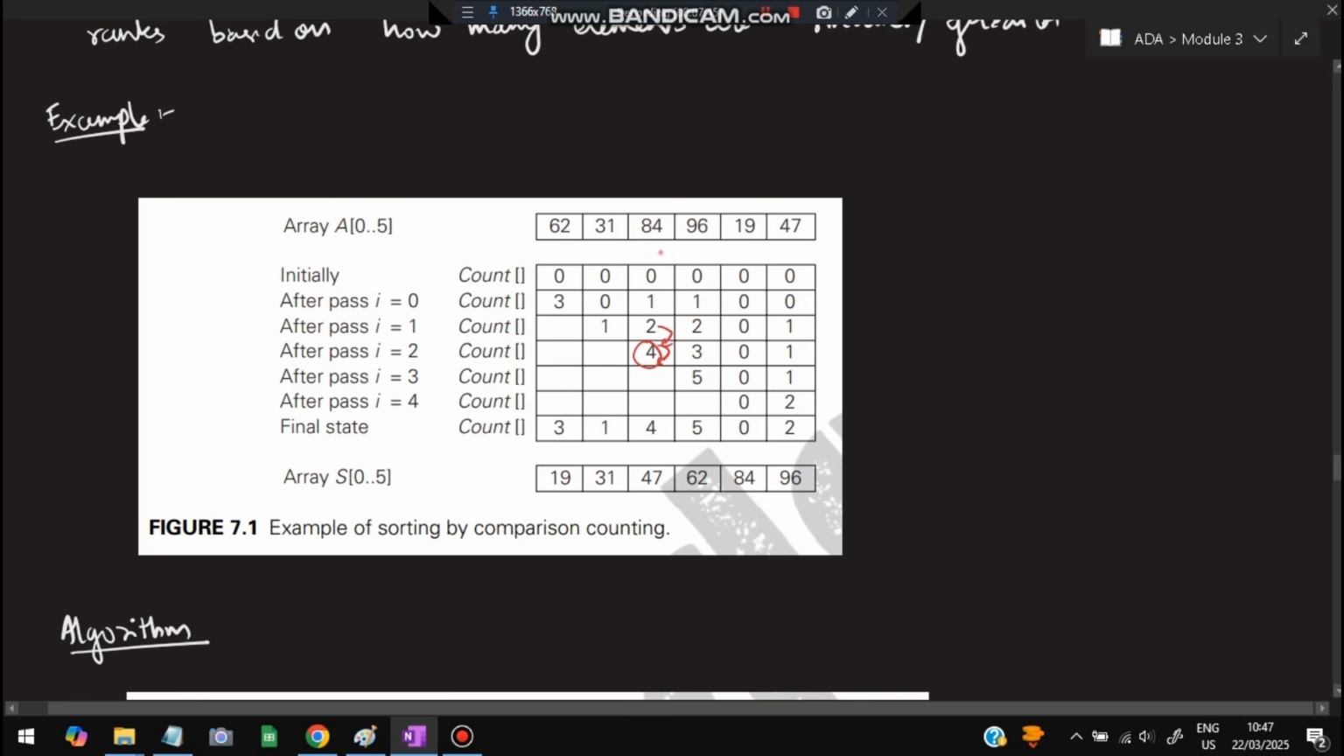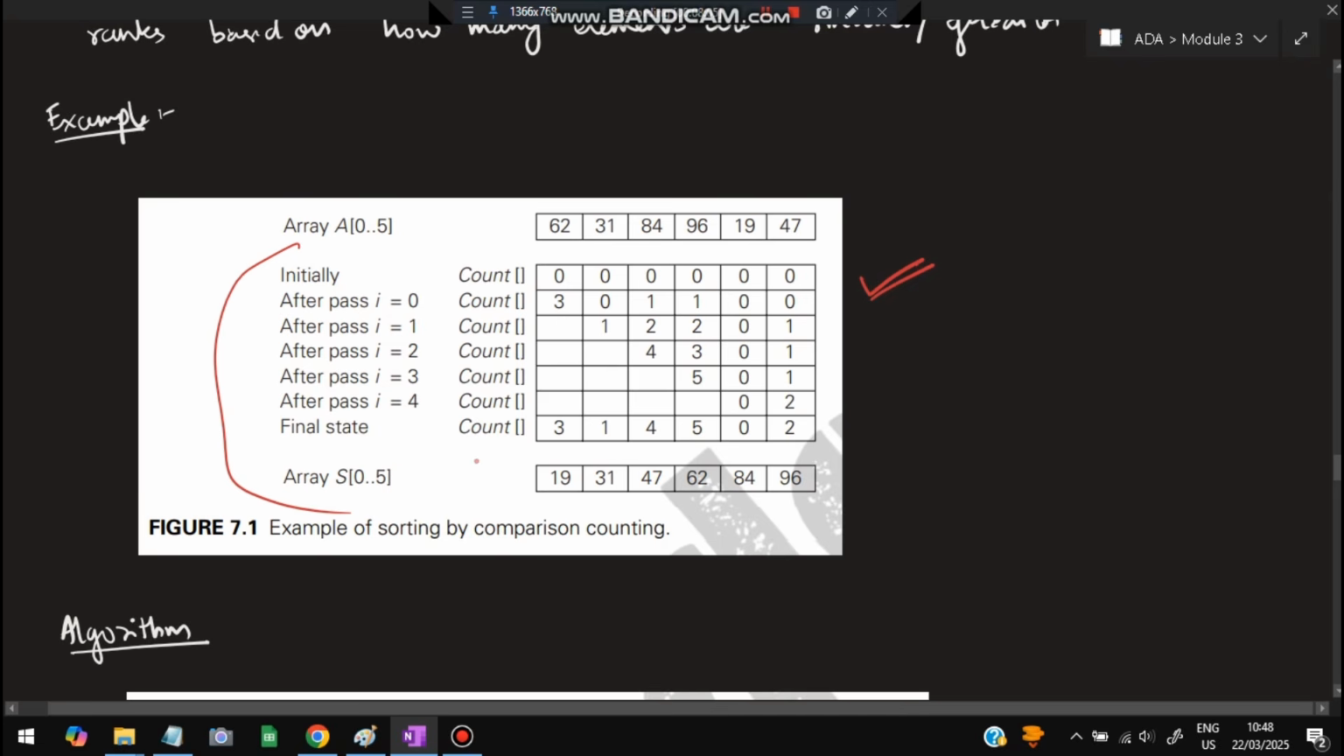When you get these values, we'll be putting the elements in the array at the respective indexes, and we'll be getting the final answer. This is the comparison counting sort. Okay, you need to understand this. If they give an example in the exam, you have to do it in this way, make a table of this kind and write the answer. And this is the algorithm, you can go through it.